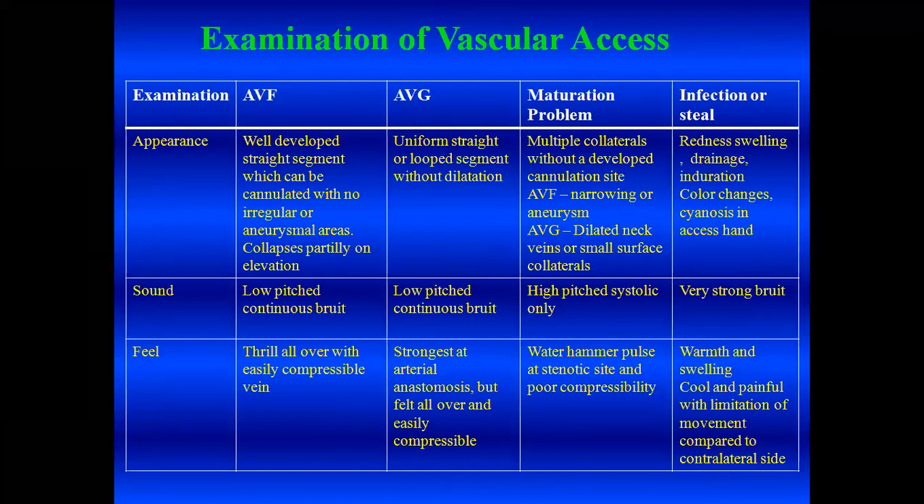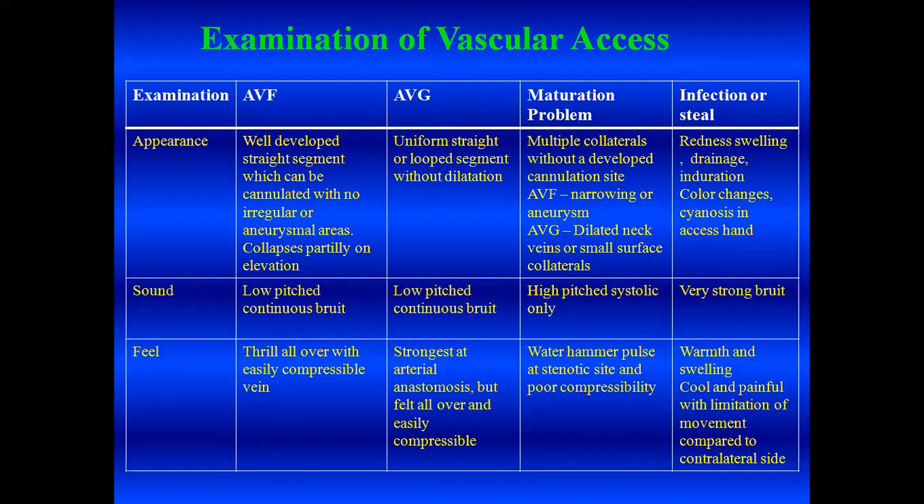So, to summarize, if you have a well developed straight segment which can be cannulated and no aneurysmal spaces which collapses, that's a normal AVF. A uniform straight or loop segment without localized dilatations, good AV graft. If you have a maturation problem, you could have multiple collaterals without a well developed cannulation site. The AVF could have narrowing or aneurysm, and a graft, the commonest site for a graft stenosis, is the outflow into the outflow vein. Infection or steal, redness, color changes, or cyanosis in the hand.